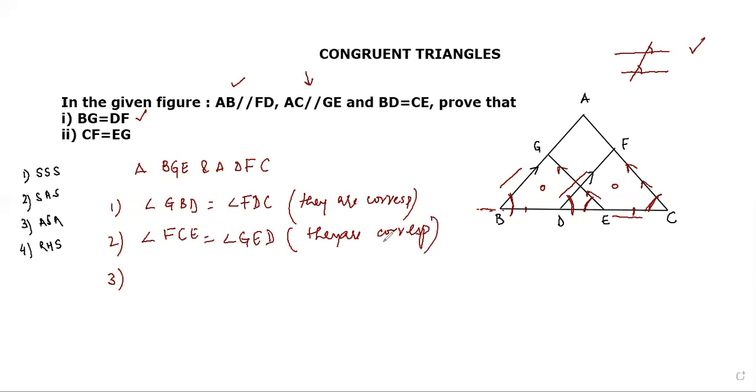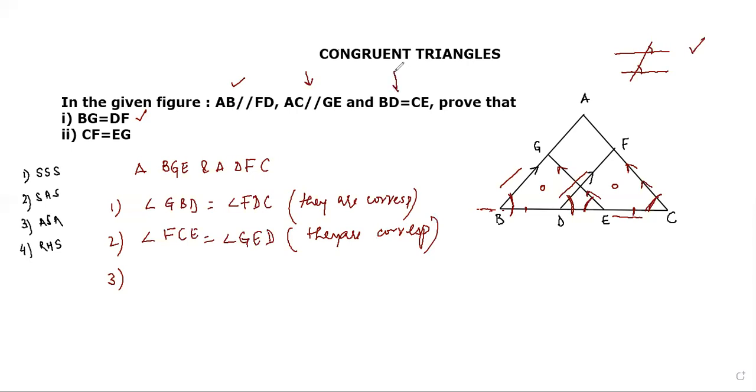All right, two things done. I just need one more to prove that the two triangles are congruent. Now, which is that thing which I can now figure out? I'll have to again focus back to the question and see what all is given.